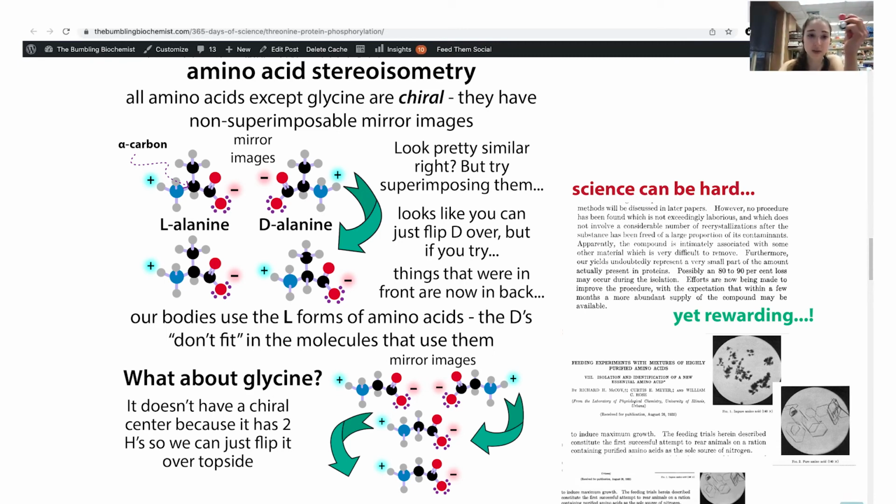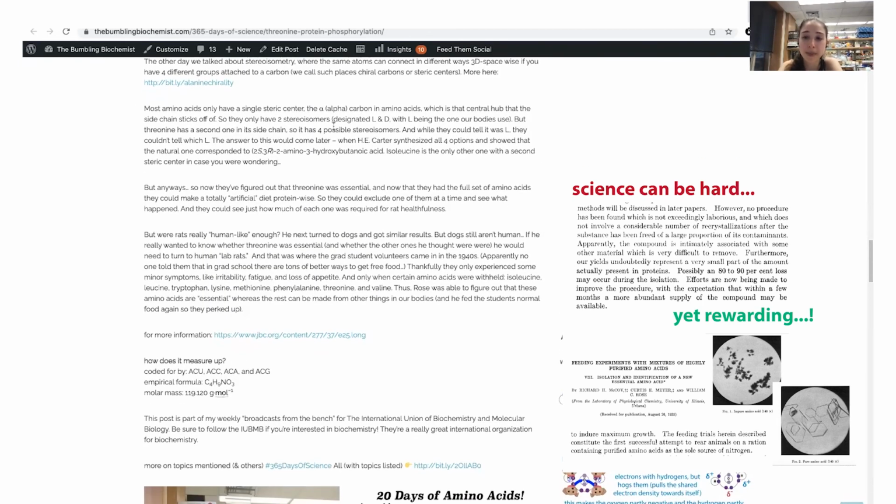All amino acids have that at their central carbon, and all of them are in this L isoform. But threonine also has a chiral center in its side chain, and so they didn't know which one this one was. The answer to this didn't come until later, when H.E. Carter synthesized all 4 options and showed that the natural one corresponded to 2S, 3R, 2-amino, 3-hydroxybutyric acid. But anyways, now they figured out it was essential.